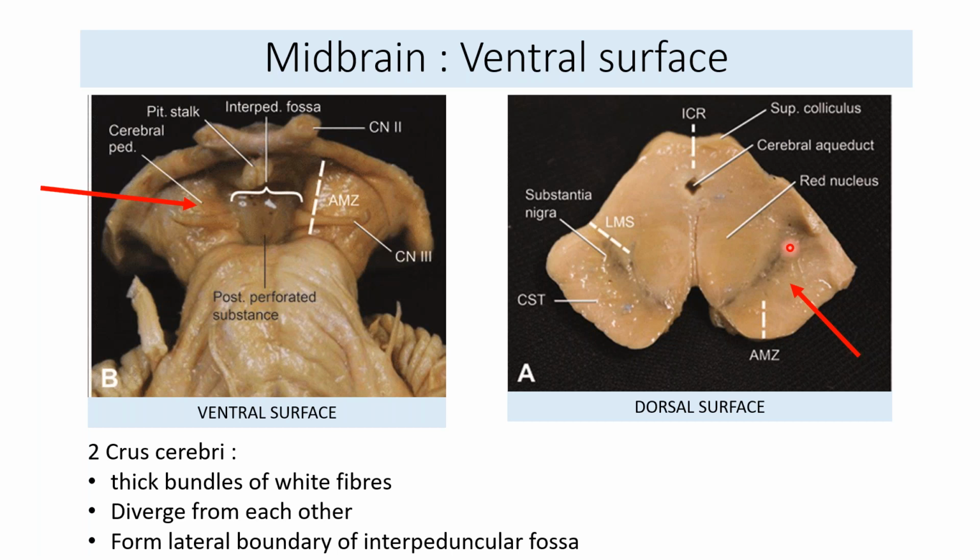What is the crus cerebri basically? There are two crus cerebri, or cerebral peduncles, on both sides. They are basically thick white fiber bundles, and if you see, they are diverging from each other, making an angulation in between. They are diverging white fiber bundles occupying the anterior aspect of the midbrain, and they form the lateral boundary of the interpeduncular fossa. So this is the interpeduncular fossa, and its lateral boundary is formed by these two crus cerebri.